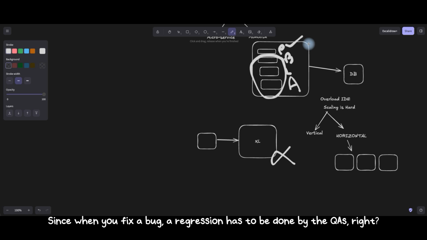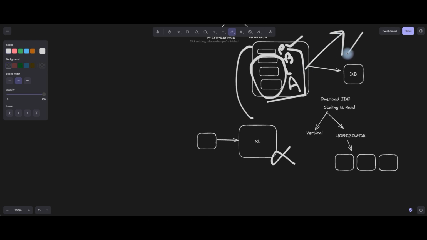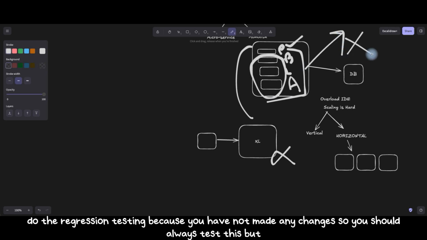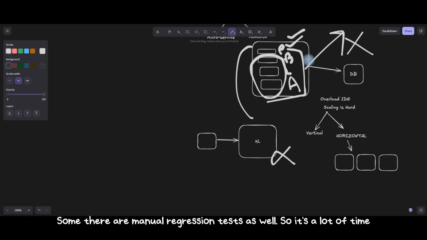Since when you fix a bug, a regression has to be done by the QAs, right? Then it again takes a lot of time, because you have to run the regression for this whole project, including the modules that you really don't need to run regression testing for, because you have not made any changes. You should always test this, but since it's a monolith, you have to do regression for all, so it takes a lot of time. And there are manual regression tests as well, so it wastes a lot of time.